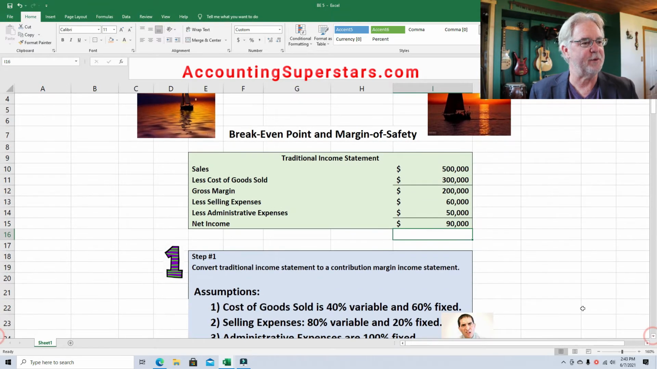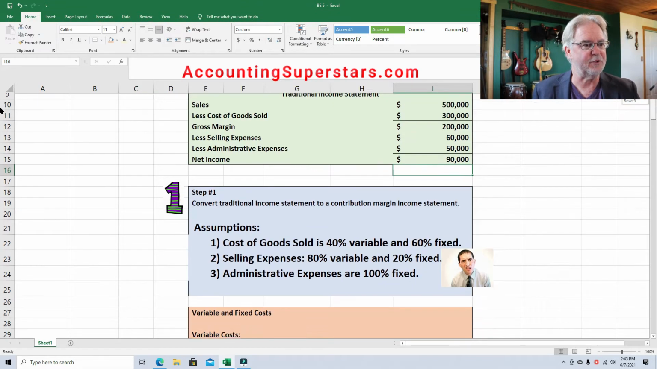So here's what's going on with the traditional income statement. We've got sales of $500,000, cost of goods sold, and a gross margin of $200,000, selling expenses, administrative expenses, and net income. Now in this format, we can't tell at all what the break-even point is or the margin of safety. So what we need is a little bit more information, and we need to rearrange things, and we can figure it out really quite quickly. So here we go. Here's the first step, folks.